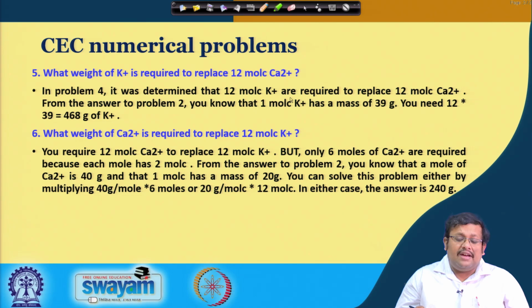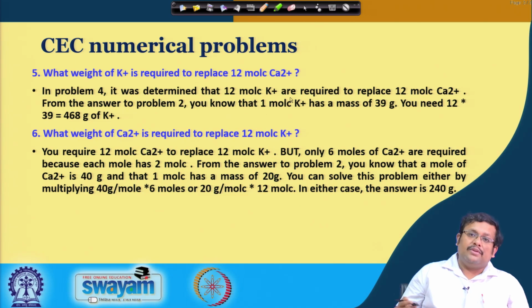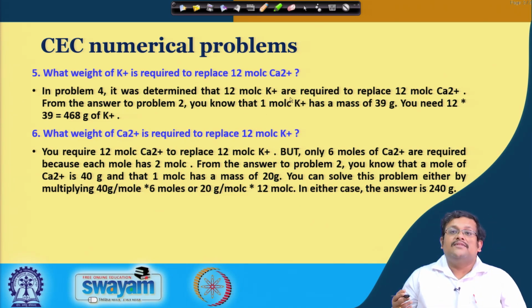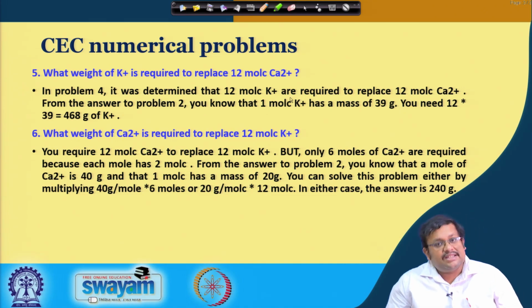The fifth question we talked about was what weight of potassium ion is required to replace 12 molar charge of calcium ion. We have calculated that 12 molar charge of potassium will be required to replace 12 molar charge of calcium. So, we just have to calculate the weight of 12 molar charge of potassium, and from the table which we have shown already we know that it is 468 grams.